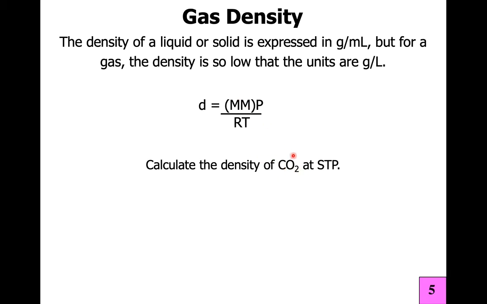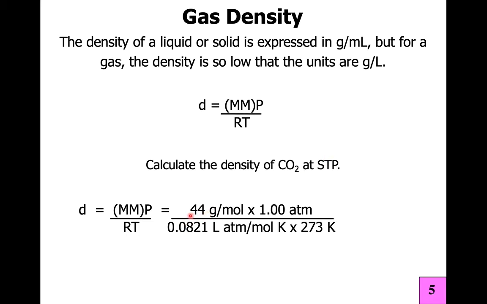So we will need the molar mass, so we will need the periodic table to figure out the molar mass of CO2. And then we need to decode STP. So standard temperature is 273 Kelvin and standard pressure is 1 atmosphere. Here's the molar mass of CO2, here's standard pressure, here's standard temperature, and then there's our gas constant R. So the density of CO2 at STP is 1.96 grams per liter.